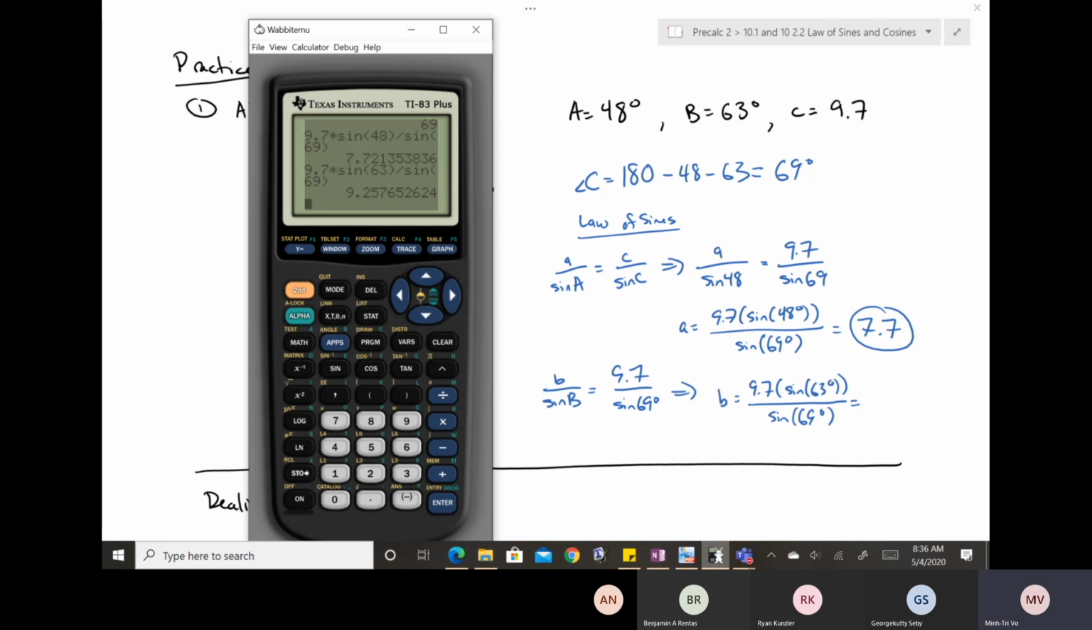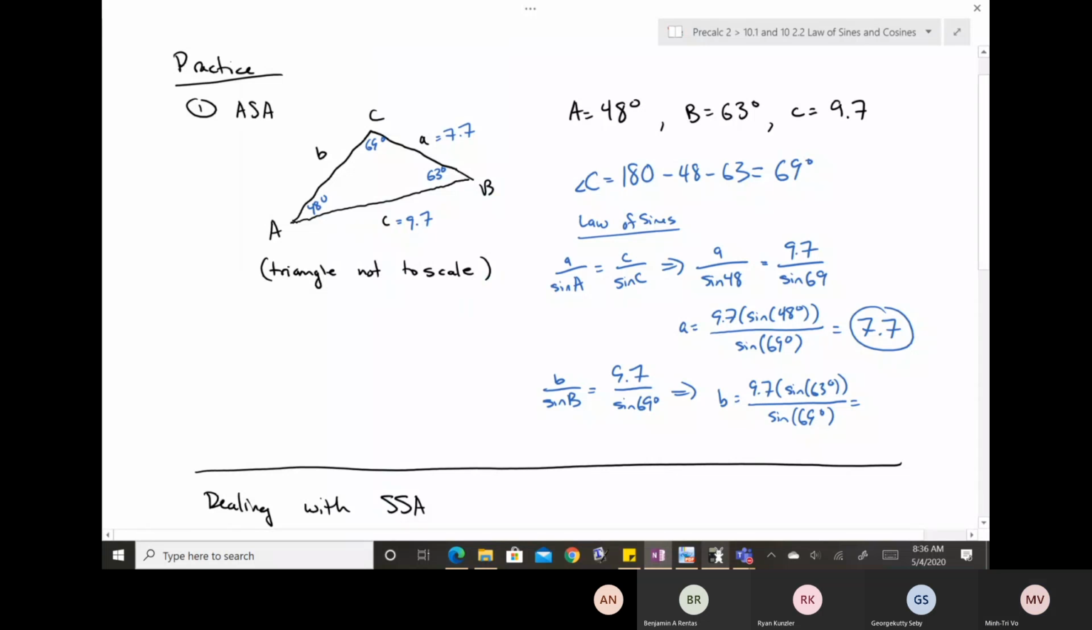We get about 9.26, about 9.3. Okay, so we get side B is equal to 9.3.